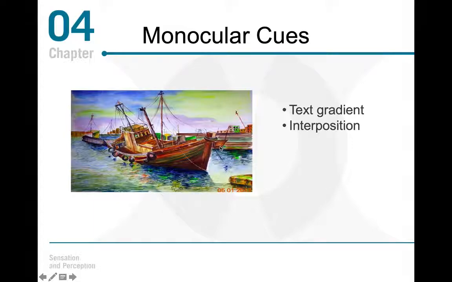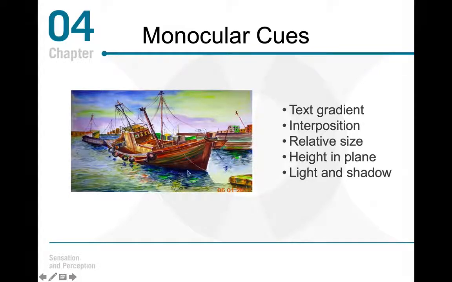Relative size refers to the principle that if separate objects are expected to be of the same size, the larger ones are seen as closer. Height in plane refers to the principle that near objects are low in the visual field, more distant ones are higher up. Light and shadow refers to the principle that patterns of light and dark suggest shadows that can create an impression of three-dimensional forms.